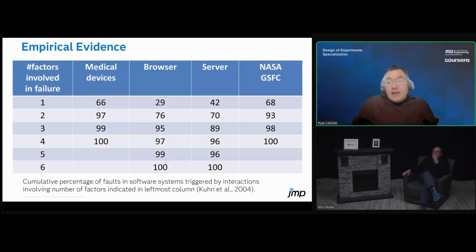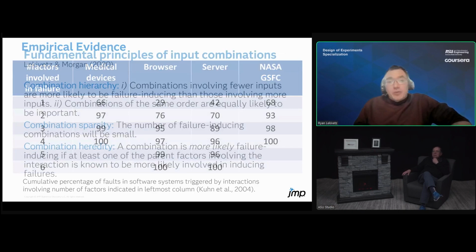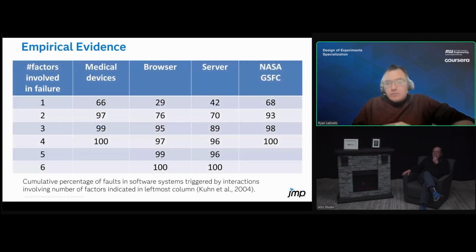And so it actually, as it turns out, there is empirical evidence for these ideas, these fundamental principles of input combinations. So here was a study from some folks at NIST on these different complex software systems. And if you see along the left there, that number of factors involved in the failure, you see for medical devices and the NASA, by the time you're at two-way combinations, that accounted for 97 and 93% of the faults or the bugs that were found within those systems.